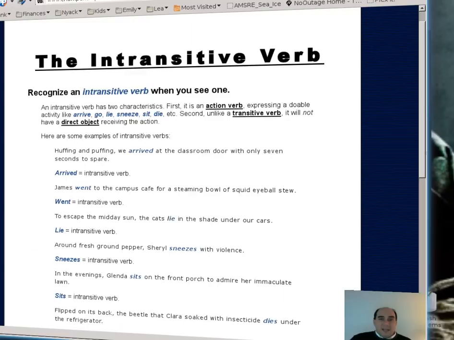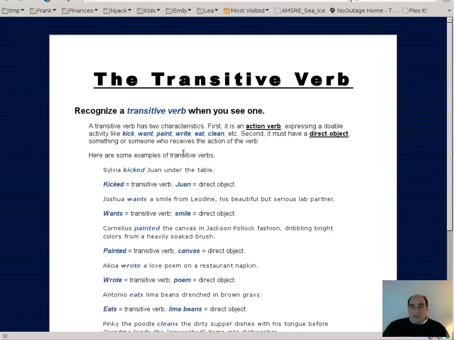So we go back here and we take a look at what's a transitive verb. A transitive verb has 2 characteristics. It's an action verb and it has to have an object, right? What does it say? Sylvia kicked one, right? I can't just say Sylvia kicked. You're saying to yourself, well, what did she kick? She had to kick something, right?